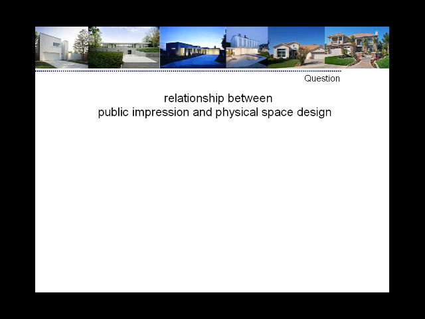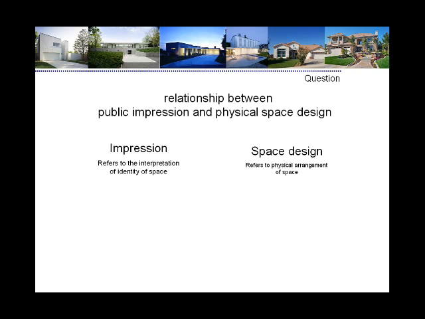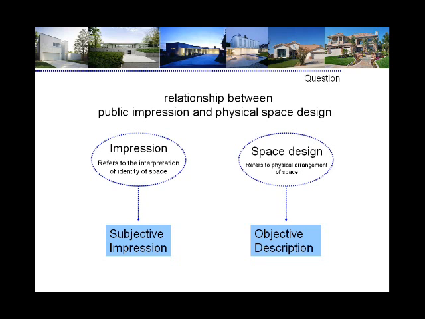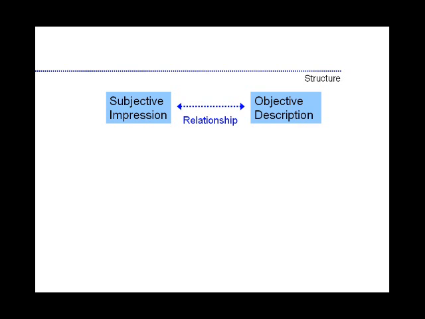Therefore, there are two main parts in this paper. One is public impression, the other one is space design. In this paper, the public impression is called subjective impression, and the space design is translated into objective description. Then, the structure of this paper became in this way. Analyzing the relationship between subjective impression and objective description.